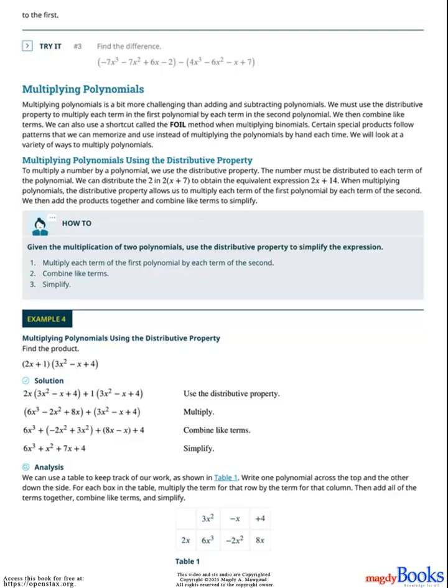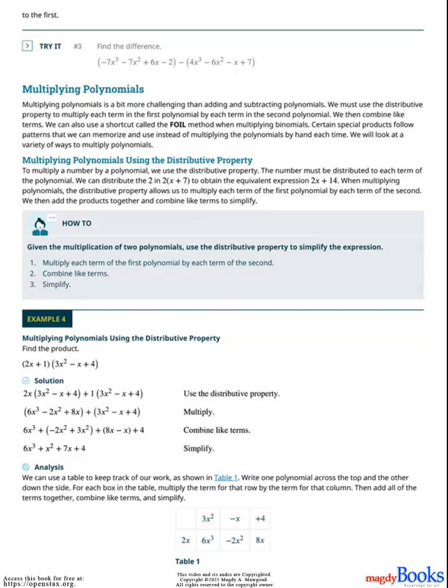We can distribute the 2 in 2 times (x + 7) to obtain the equivalent expression 2x + 14. When multiplying polynomials, the distributive property allows us to multiply each term of the first polynomial by each term of the second. We then add the products together and combine like terms to simplify.